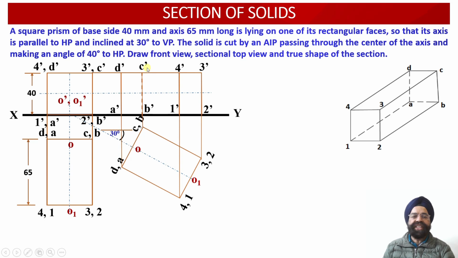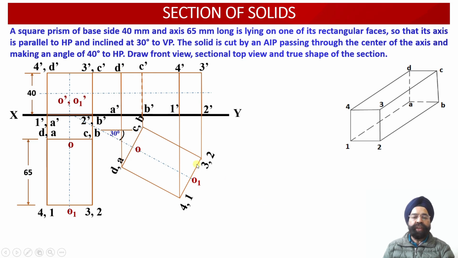Similarly, point C dash has been obtained by virtue of the intersection of the vertical projector drawn through the point C and the horizontal projector drawn through the point C dash over here. Similarly, point D dash has been obtained corresponding to the point of intersection of the vertical projector drawn through the point D and the horizontal projector drawn through the point D dash over here. So this way, all the 4 points of the rear face of the inclined square prism have been obtained.